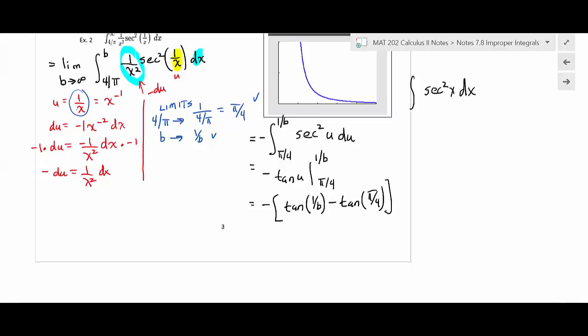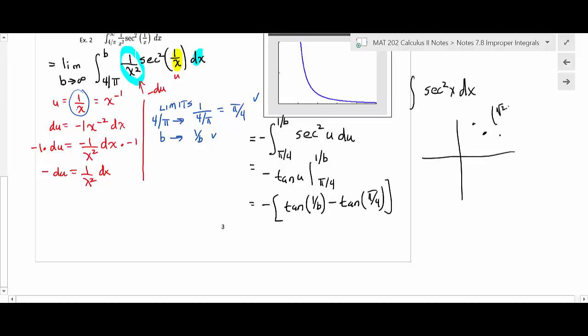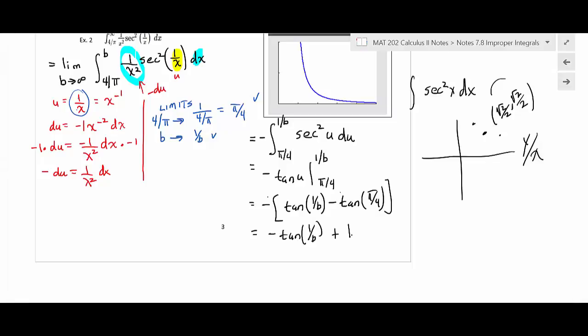There's one thing I know on this. Hopefully you guys know this immediately from trig. At pi over 4, the point on the unit circle is root 2 over 2, root 2 over 2. So what's the tangent of pi over 4? 1. That's important. Remember tangent is y over x, so y over x is going to be 1, right? So let's write this, and I'm going to distribute this negative through here. So I have negative tangent of 1 over b, and then a minus minus is a plus, and we know that tangent is equal to 1. So that would be the value of that integral. Everybody okay so far?